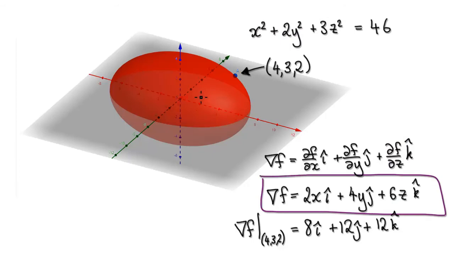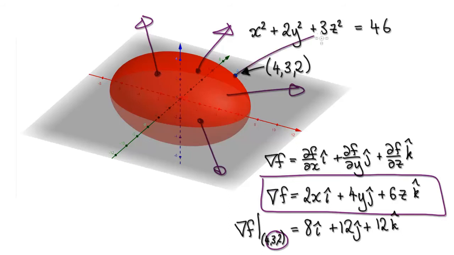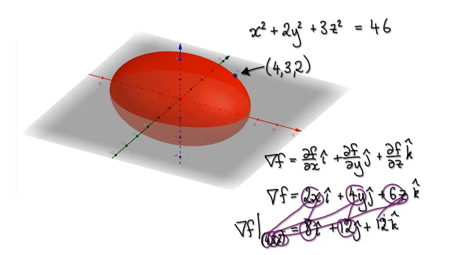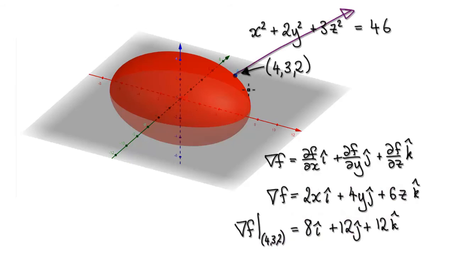Remember, grad f shoots straight out from the surface at 90 degrees. But we want to know at this particular location. So we need to know this vector here at this location. So we need to evaluate grad f at this particular point. So we've got to put 4 into the x, so that will then give us 8. Put 3 into the y, that will then give us 12. Put 2 into the z, that will then give us 12. So this is grad f here. It shoots straight out from the surface.